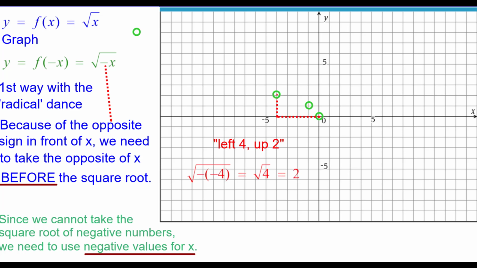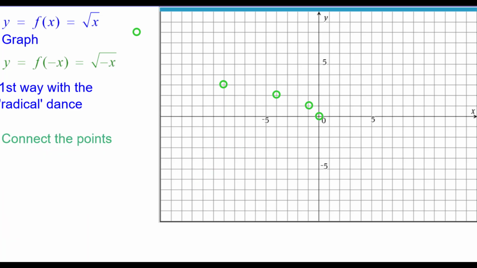Left 4, up 2. The square root of the opposite of -4 is the square root of 4, which is 2. So when x is -4, y is +2. Similarly, left 9, up 3. The square root of the opposite of -9 is the square root of +9, which is 3. Connect the points.